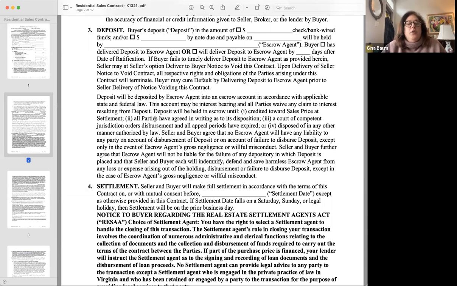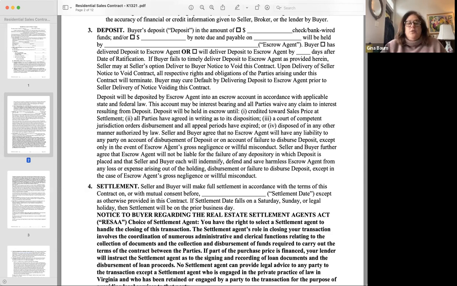Once we get to a ratified contract and the EMD has been deposited, there are only certain ways in which that money can be used, and they're all specified here. One party can't decide, oh, I'm not going to go through with this contract, I want my EMD back. It has to be both sides coming to an agreement or a court of competent jurisdiction ordering the disbursement. Okay.